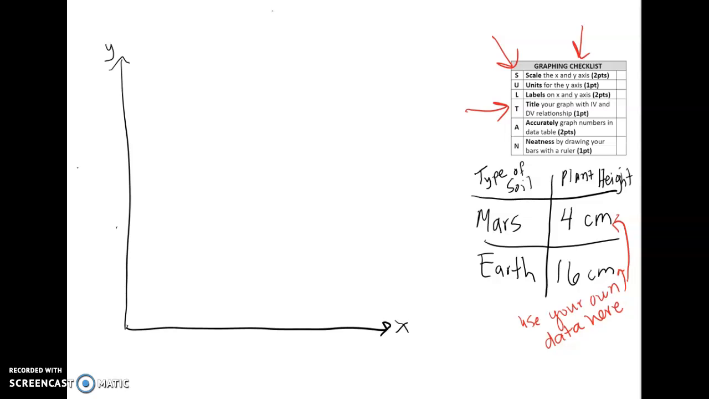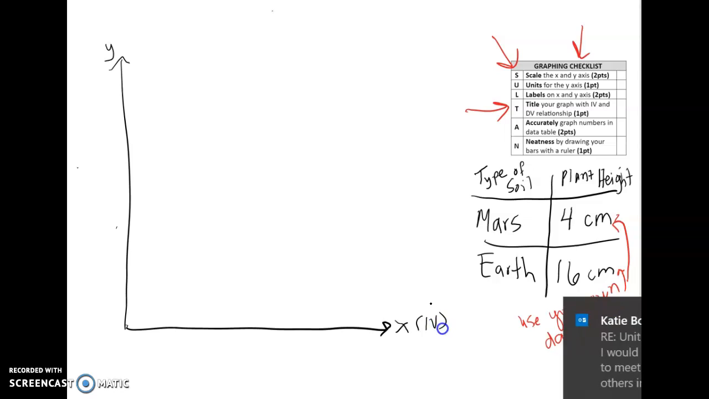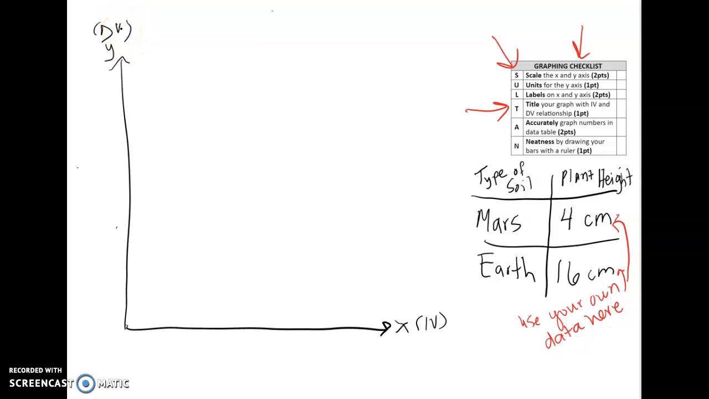All right, the first thing we need is to scale the X and Y axis. I like to start with the X axis. Remember, your independent variable goes on the X axis. So our independent variable should go here, and our dependent variable should go here. There we go. All right, so our scale in this case is going to be the type of soil we used. So my scale for the X is going to be Mars and Earth.